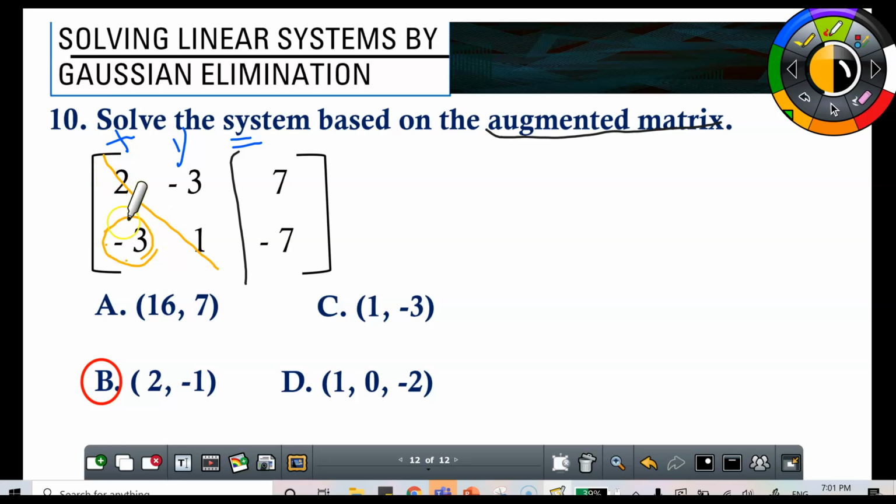Can you turn 2 into 3 and add them up? It seems it's not that easy, right? So what are you going to do? You can multiply 2 by negative 3. And then negative 3 times 2 is negative 6, right? And let's write it down. And you can multiply negative 3 by 2. 2 times negative 3 is negative 6.